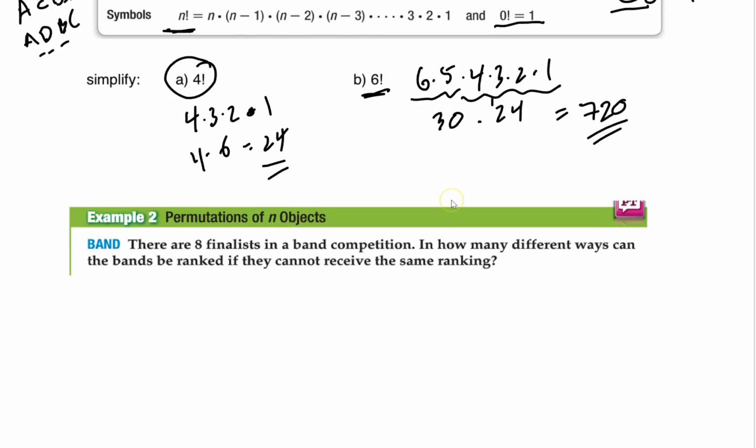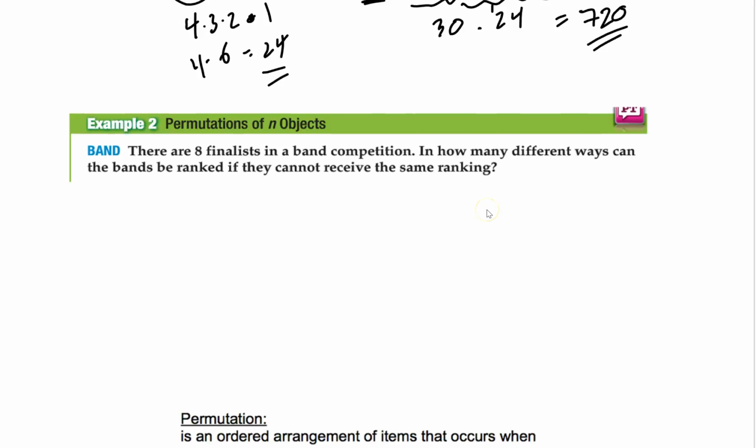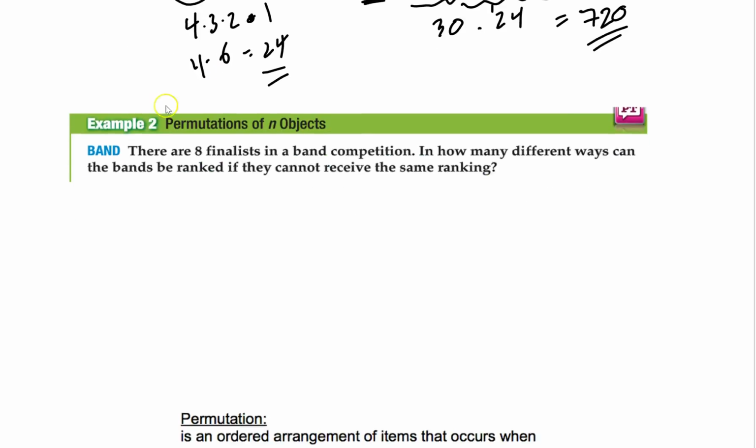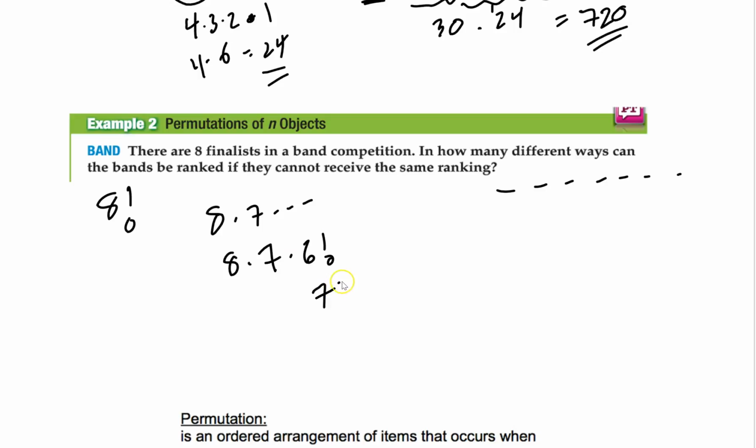Now let's do it with the word problem. Permutation and objects. So again, another way to think of factorials is how many different ways can you arrange these 4 things? So here, there are 8 finalists in a band competition. And how many different ways can the bands be ranked if they cannot receive the same ranking? So we have bands, and we're going to try and rank them 8 different ways. Right, so the easiest way to do that, we have 8 things, we're just trying to rank them, 8 factorial. So 8 times 7, blah, blah, blah, blah. Basically, this is 8 times 7 times 6 factorial, which I know is 720.